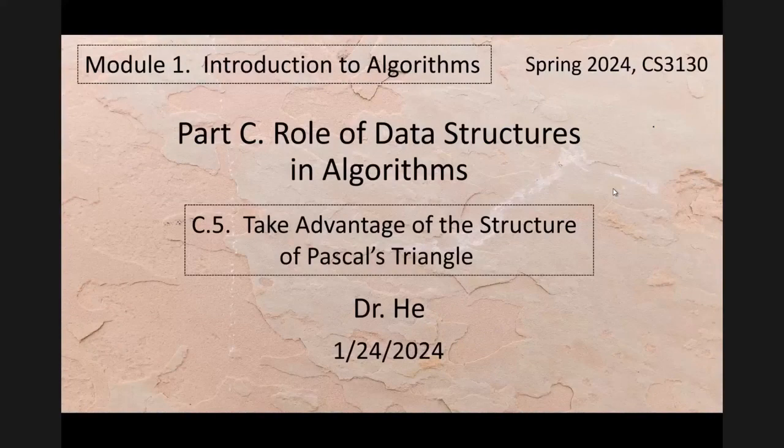C.5. Take advantage of the structure of Pascal's triangle. Have you heard of Pascal's triangle? It has some interesting structure in math.